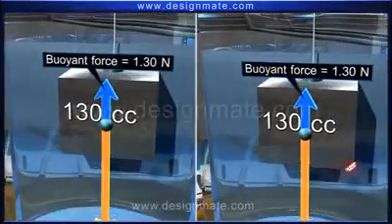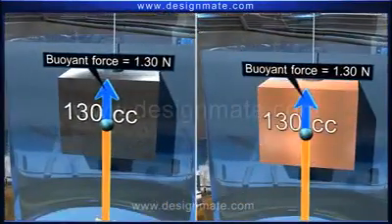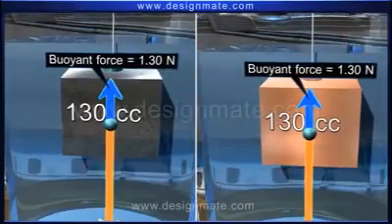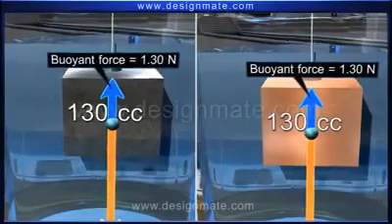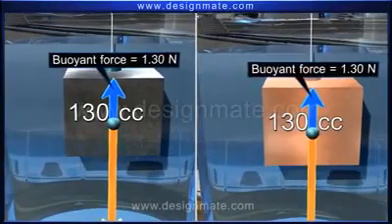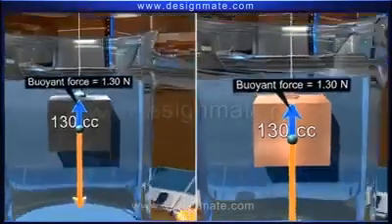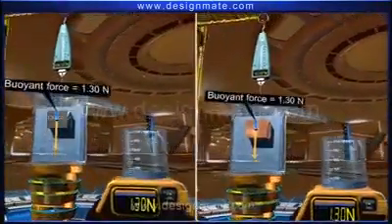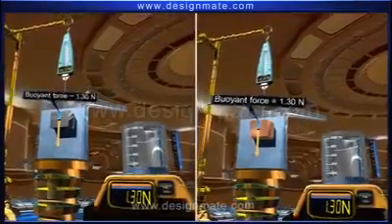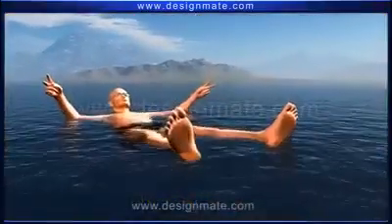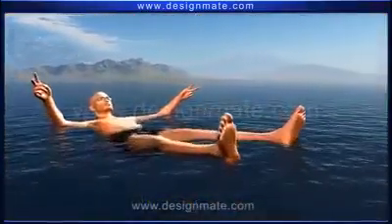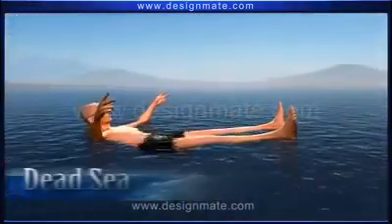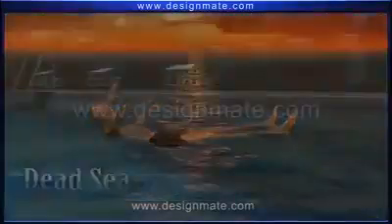We can observe and answer by taking another solid object having the same volume of 130 cubic centimeters but a different density and immersing it completely in water. Note that the buoyant force remains the same as before, that is 1.30 Newton. Can you now use Archimedes' principle to understand why it is possible to float effortlessly in the Dead Sea?